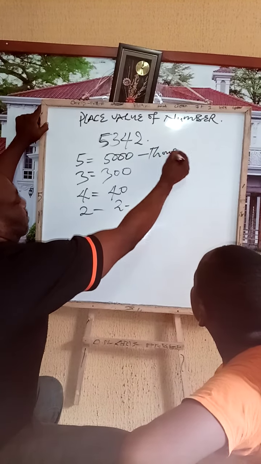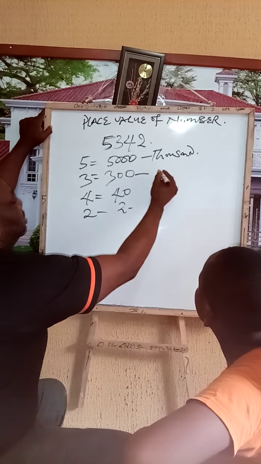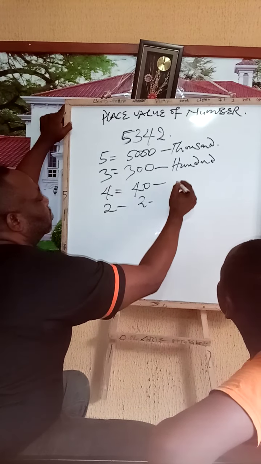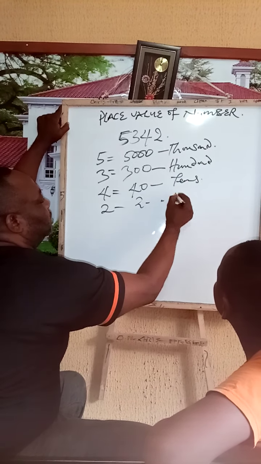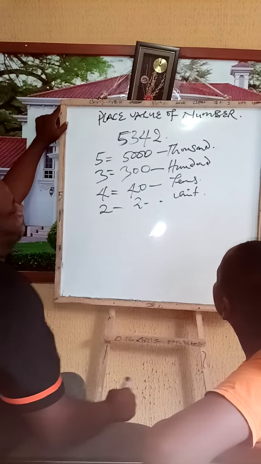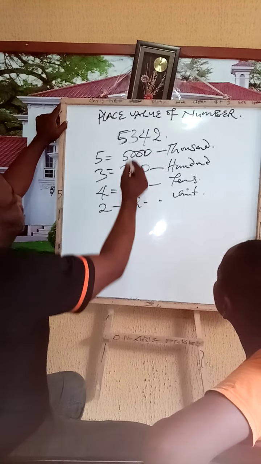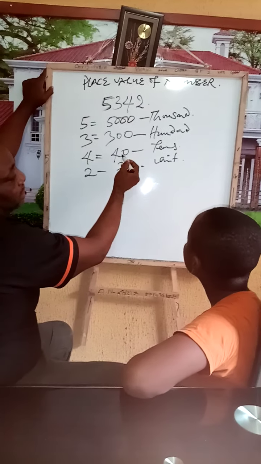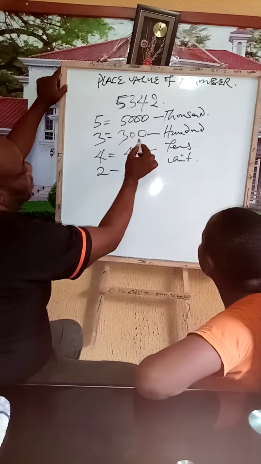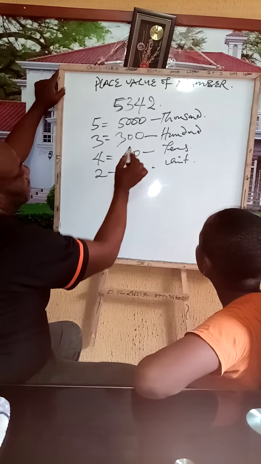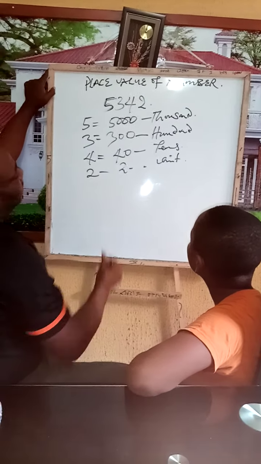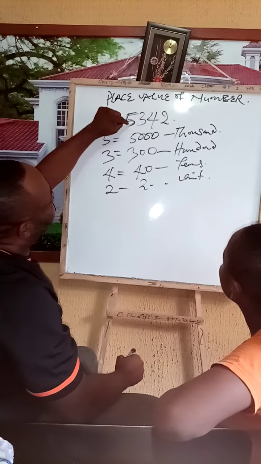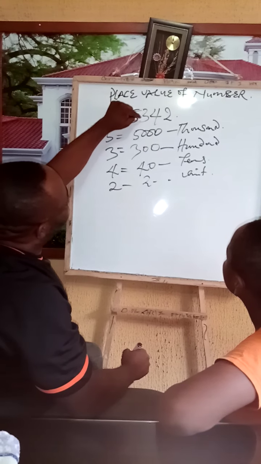So this one is what? 1,000. This is what? 100. This is what? Tens. And this is units. So when you sum all this, it gives you back this. This is 5,000 plus 300. Hope you are following. That is 5,300 plus 40, 5,340. Then plus 2, 5,342.